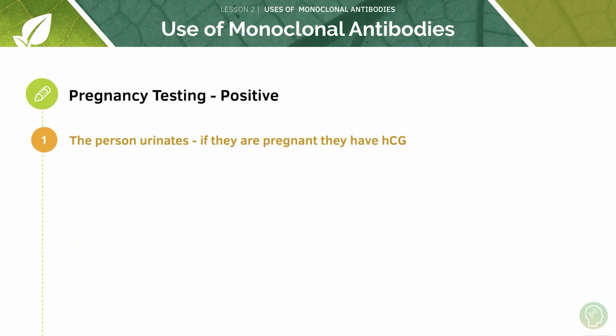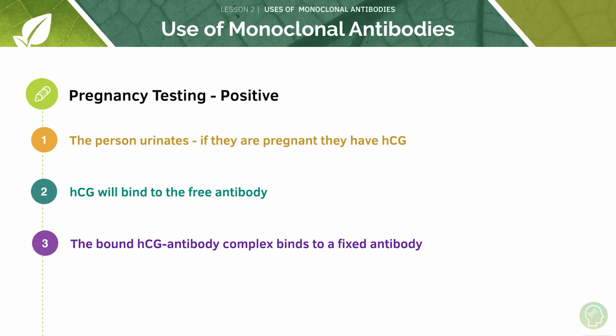So just to summarise what I've just said, in a positive pregnancy test, where the woman is pregnant and there is HCG present in her urine, you're going to get HCG binding to the free antibody, which is located on the test strip. And the bound HCG antibody complex binds to the fixed antibody on the test strip. And we're going to get two colour changes happening, one in the test site and one in the control site.